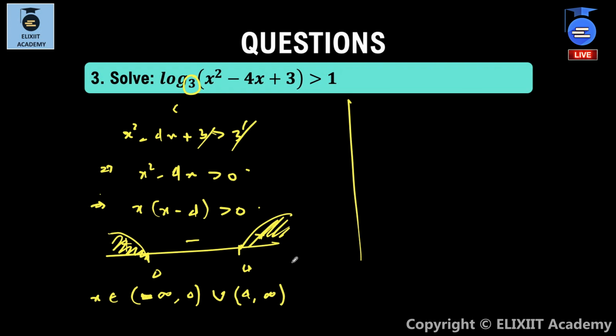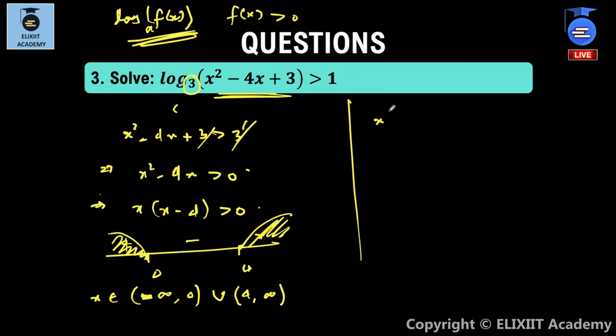But is this the right solution? Is this the correct solution? This depends upon the domain of the function. Now for the domain, what do you know? Log of f(x) base a, for the function to be defined, f(x) must be greater than 0. This is your f(x). So x square minus 4x plus 3 must be greater than 0. You are supposed to solve this and verify whether these values of x lie in the domain or not.